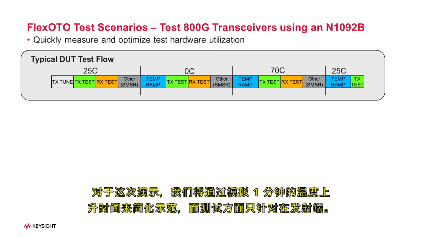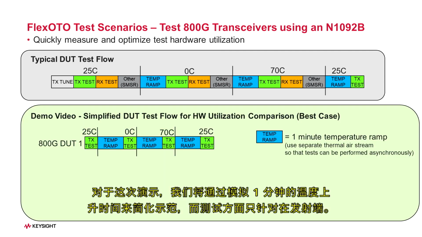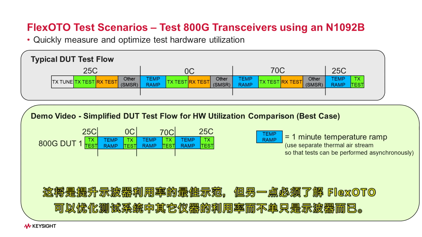For this demo video, we're going to simplify things by simulating a 1-minute temperature ramp, and we're only going to perform the transmitter tests. This will yield a best case hardware utilization, but know that FlexOTO can also optimize hardware utilization of other instruments in your test system.